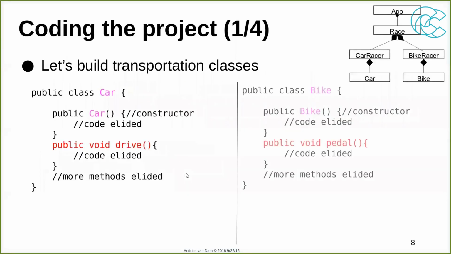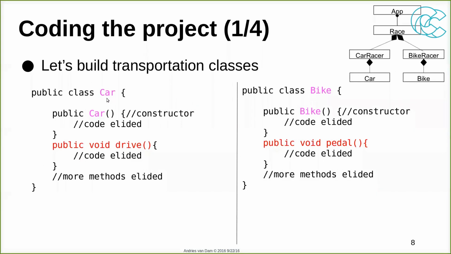And now let's have this code. So this is at the top. You have the high level view of the application. And now these are the two classes we start off with.